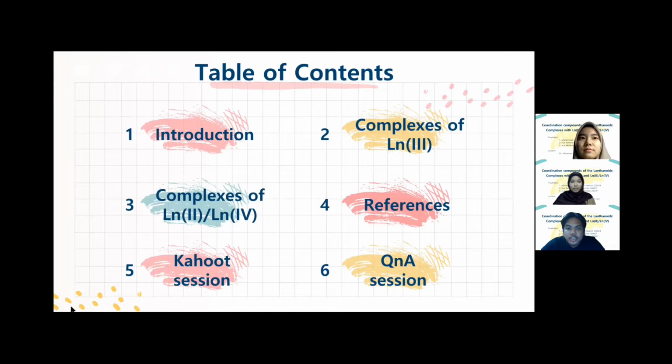In this presentation, we are divided into six contents. First, introduction. Second, complexes of lanthanoid 3+. Third, complexes of lanthanoid 2+ or lanthanoid 4+. Fourth, reference. Fifth, Kahoot session. And lastly, Q&A session.